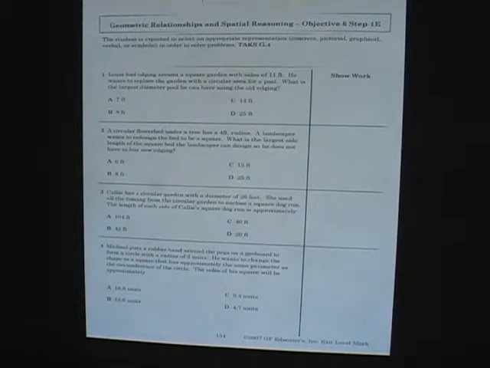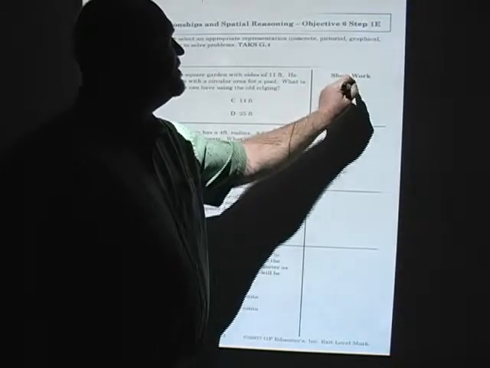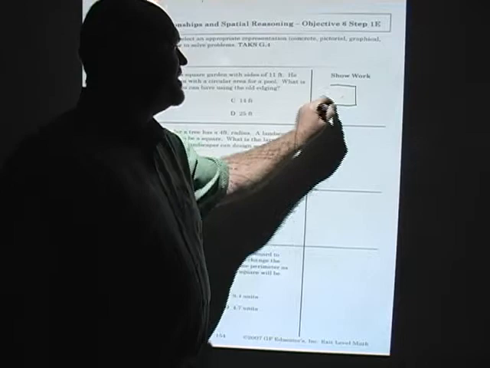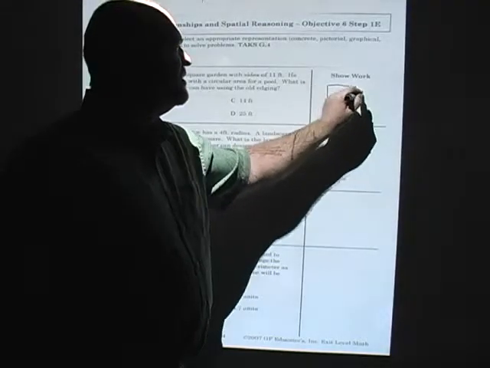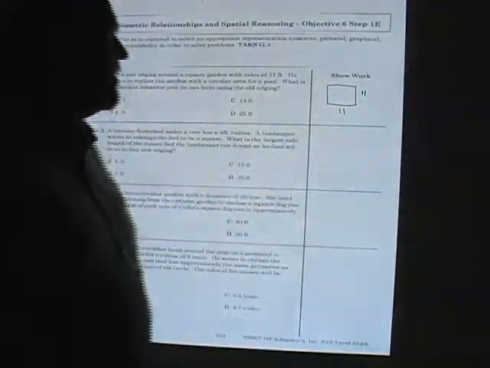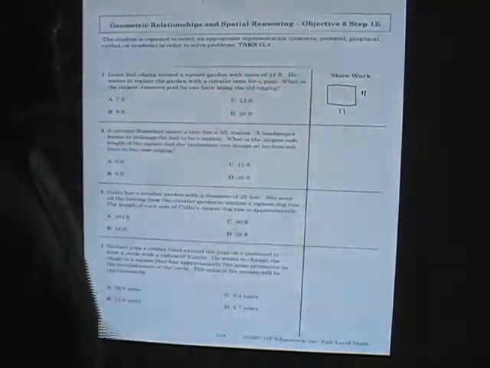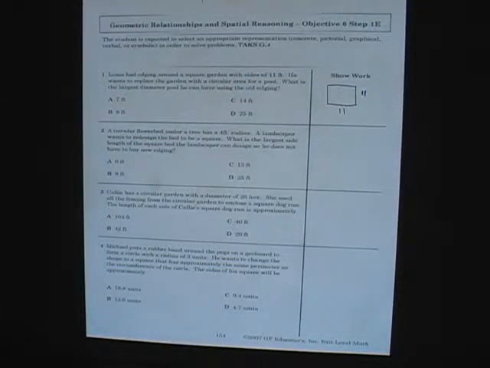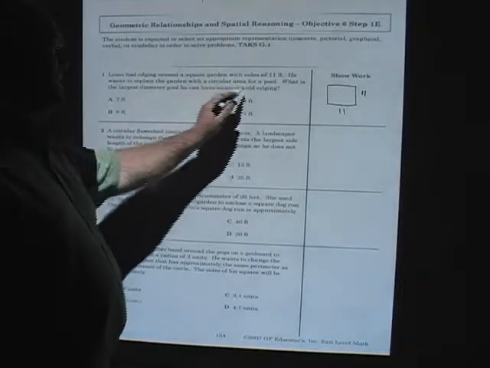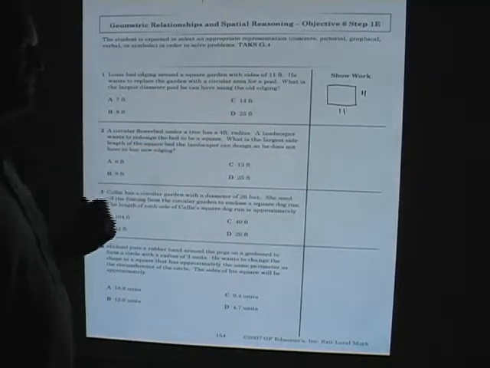Okay. Number one, Lewis had edging around a square garden with sides of 11 feet. So, draw this out. Here's his garden. The sides are 11 feet. It's a square. He wants to replace the garden with a circular area for a pool. What is the largest diameter pool he can have using the old edging?